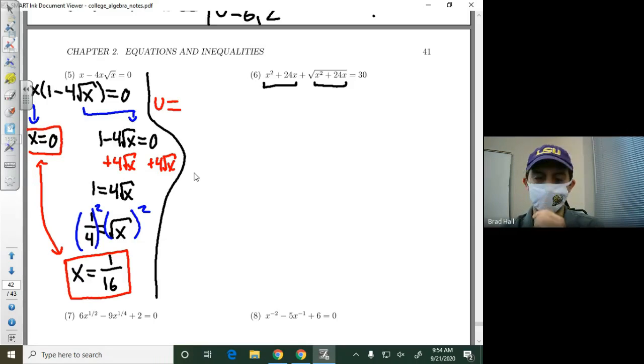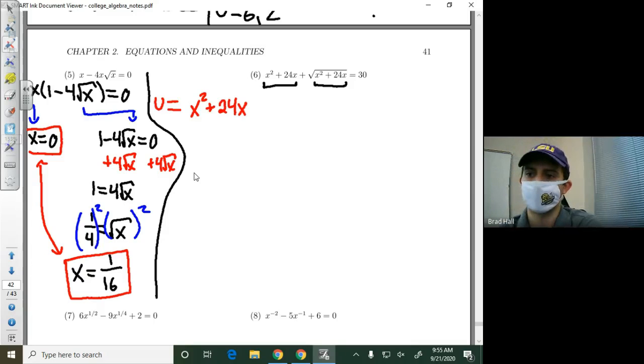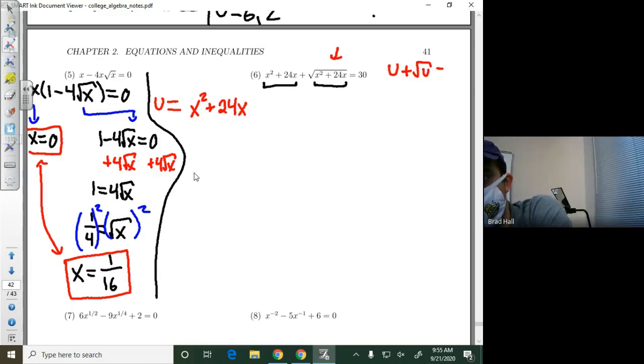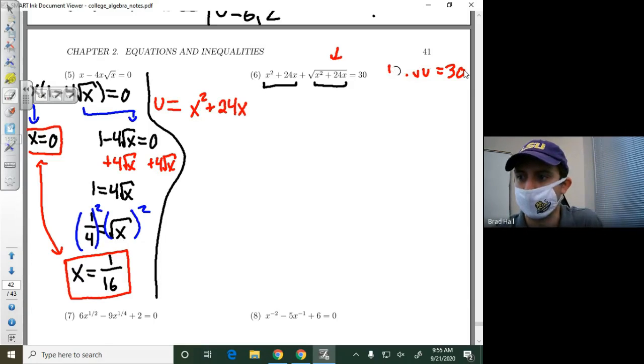The problem is, what is u exactly? Because if you make u just equal to x squared plus 24x, then how do you take care of the square root part? What do you do with the square root? Well, you have to take care of the square root as well, because in that form, you would get u plus square root of u is equal to 30. And you will end up having to do a lot more work. You'd have to FOIL somewhere, and it'll end up being a lot worse off than what I'm about to write.